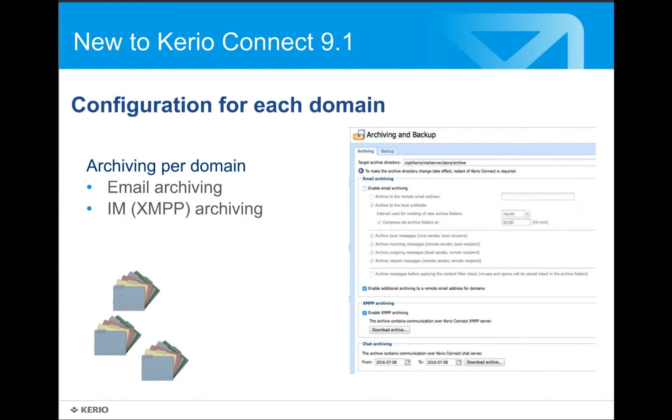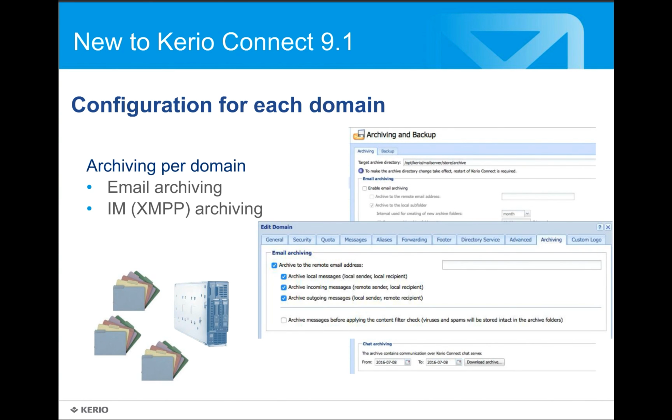And we've also added archiving for domains. So archiving can be done for email, can be done for instant messaging as well, for XMPP. And in this case, what you can do is you can set email to archive to a remote email address that is different for each individual domain. And you can set up some options: archive just local messages, incoming messages, outgoing messages, or everything, and a separate place to archive those email messages different for each domain to really get some organization out of that and keep things separate for different customers.